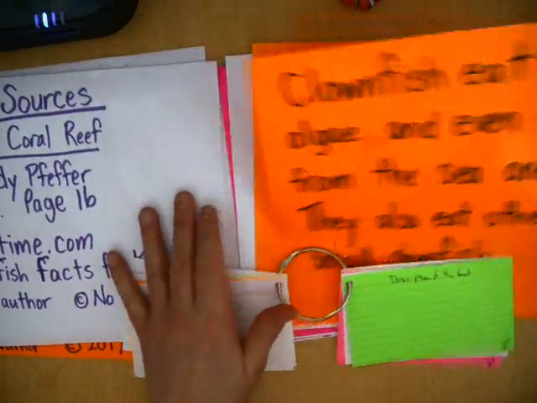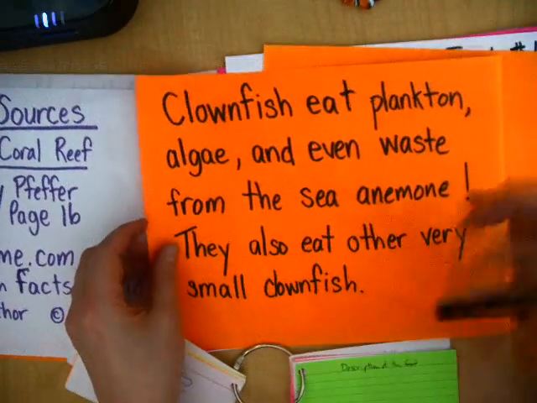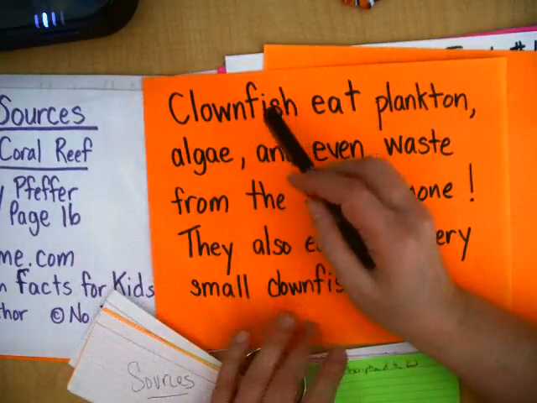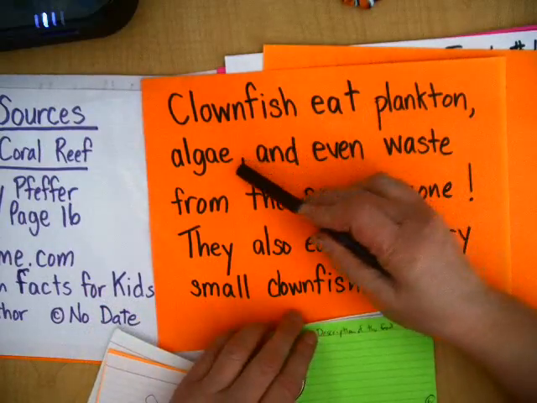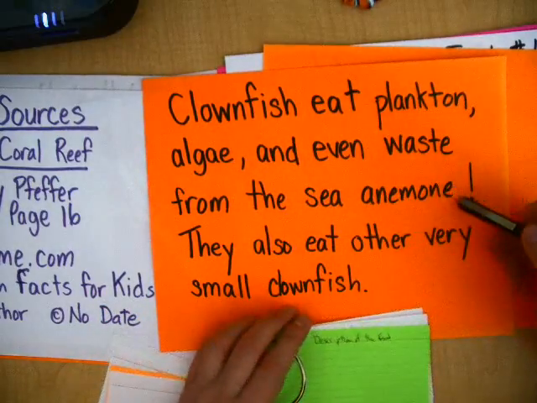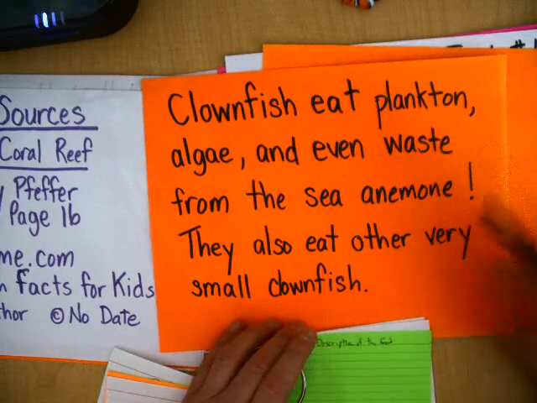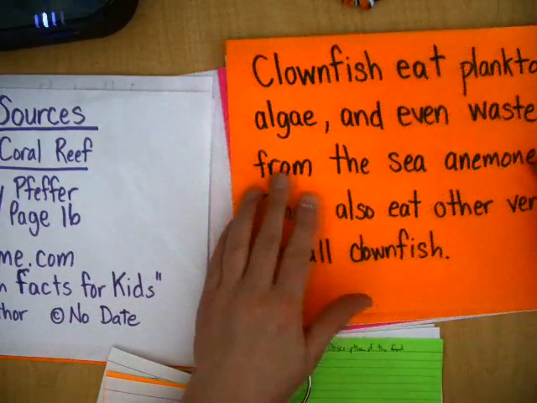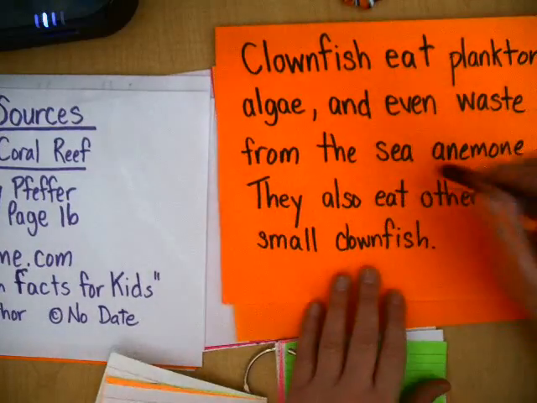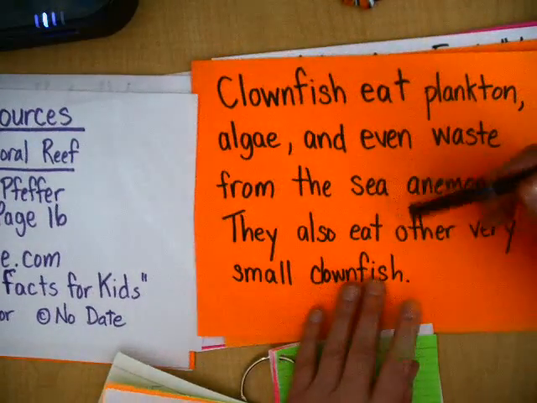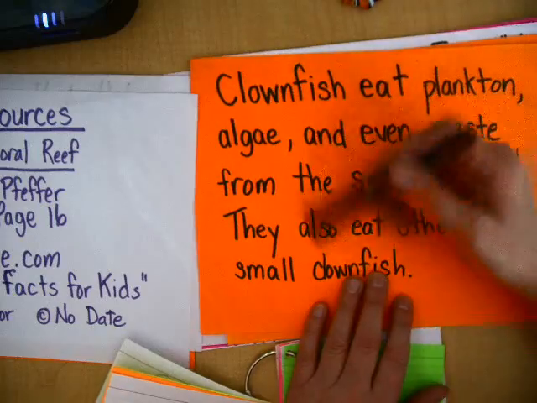So I wrote for my description, clownfish eat plankton, algae, and even waste from the sea anemone. They also eat other very small clownfish. Okay? Yeah, I was very surprised about that too. And remember, when I found this information, I put it into my own words. I did not copy this from anywhere.